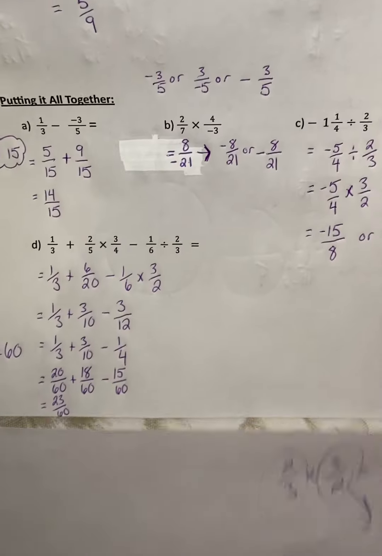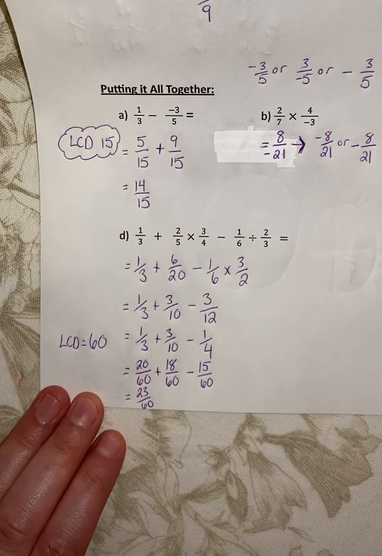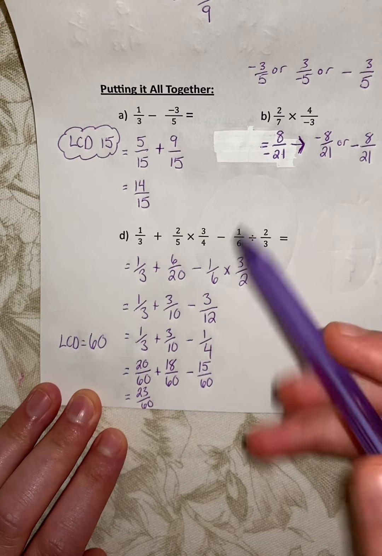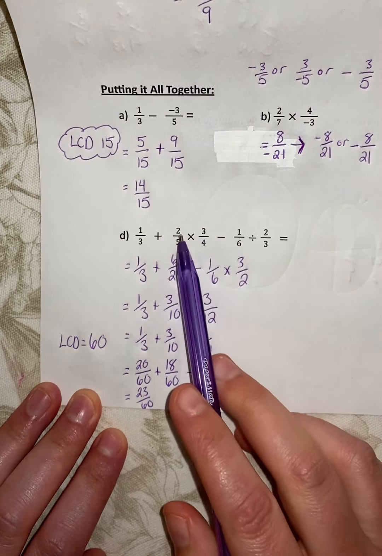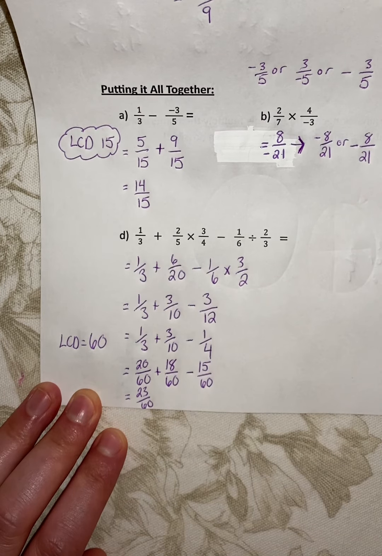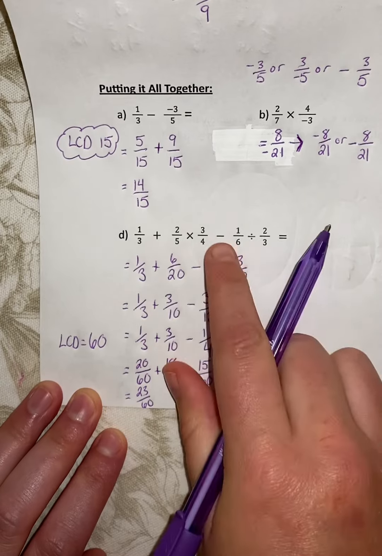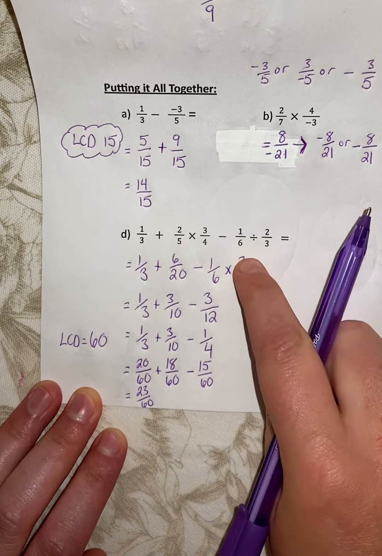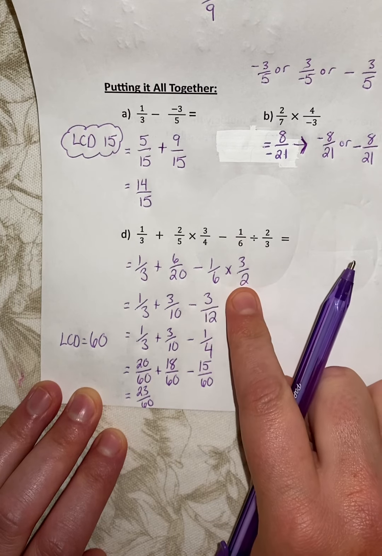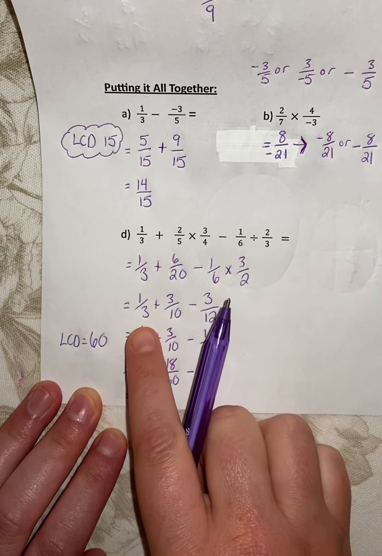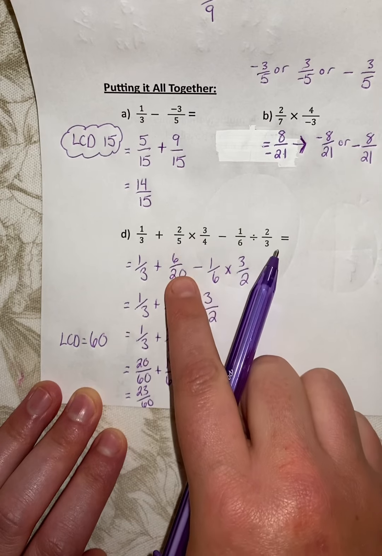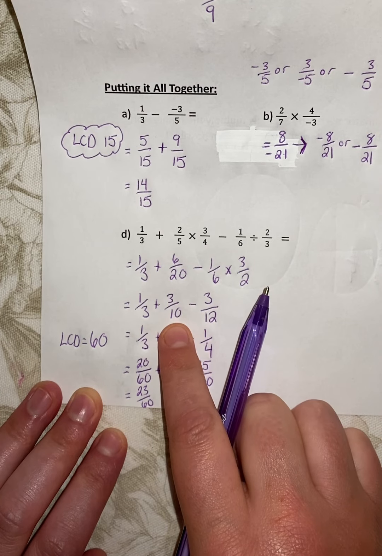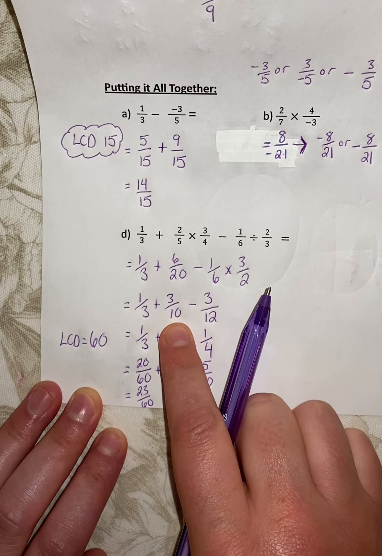All right, and the final question. So this is just chaos down here. This is craziness. So if I start with the multiplication, I end up with 2 times 3 is 6, and 5 times 4 is 20. And then over here, I have 1/6 divided by 2/3, so I'm just going to flip that. Next line, I leave this 1/3 alone. I'm just reducing this 6/20 to 3/10 just so I can have an easier time with it.